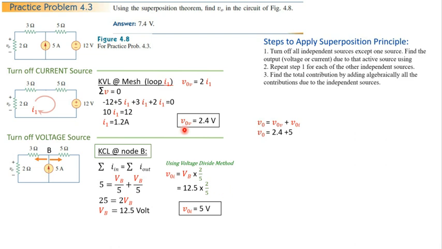After that, since you got 2.4 volts when you turned off the current source, and 5 volts when you turned off the voltage source, what you do at the end is add them all up. Vo will equal Vo of the voltage source plus Vo of the current source. So it will be 2.4 plus 5, which will equal 7.4 volts.